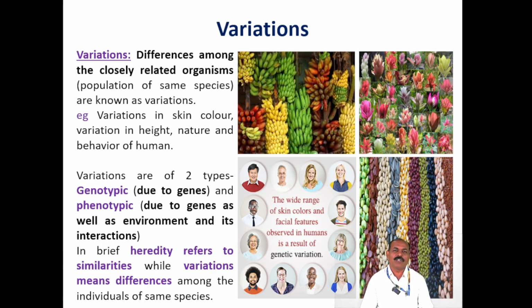If you go to South India, your color is going to change. If you go to North India, your color is going to change. If you go to Europe, your color is going to change. If you go to Africa, again the color of the skin is going to change. That is temporary, that is due to environmental variations. But what is permanent? That is due to genes.